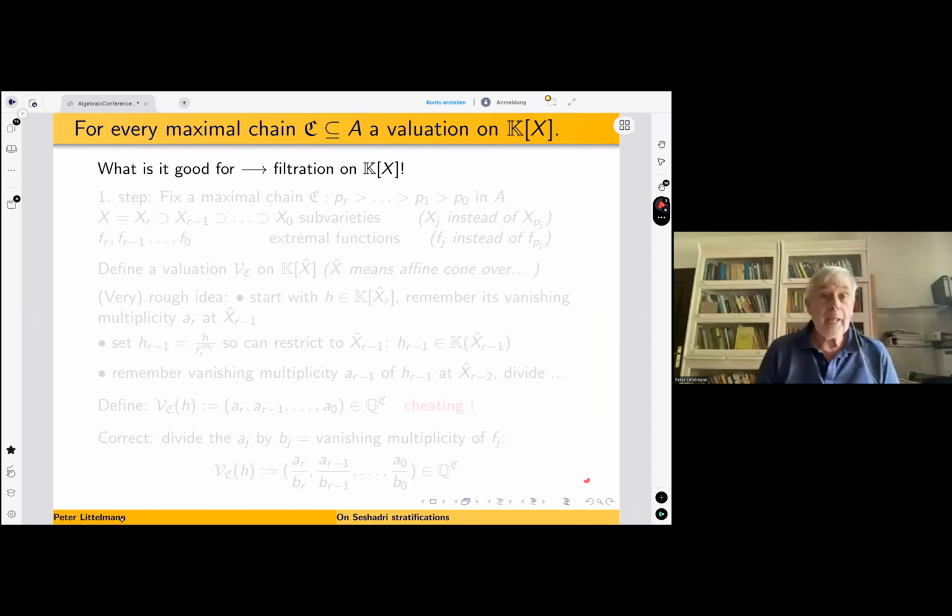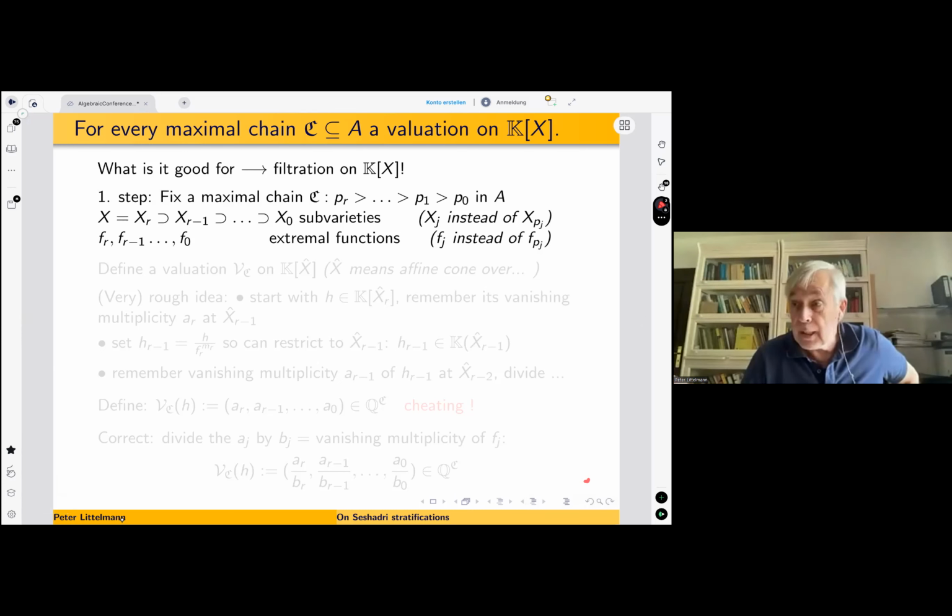Okay, so what is this data good for? What we want to do is define a filtration on my homogeneous coordinate ring of my embedded varieties. There are two steps in the construction. The first step is I want to use valuations to define filtrations. So for every maximal chain in my partially ordered set, I want to define a valuation on my homogeneous coordinate ring.